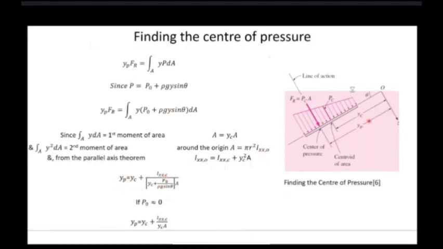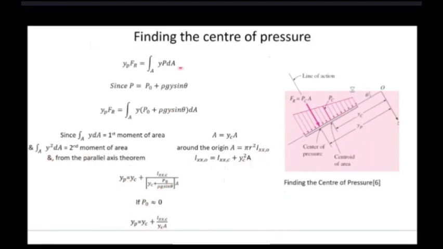What is this distance to the centre of pressure? Okay, and if we say P0, the atmospheric pressure, is 0, or close to 0, that term disappears and we end up simply with Ixx around the centroid divided by yC A plus yC equals yp. So we can calculate where the centre of pressure is.